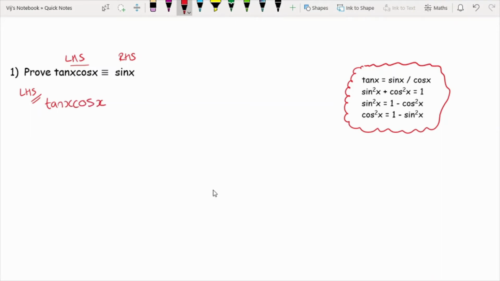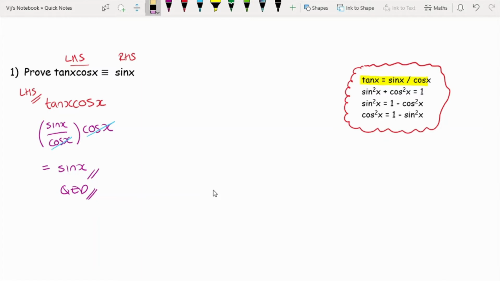Now as you can see, there's no powers involved in this, so really the only trig identity I can use is going to be the top one: tan x is equal to sin x over cos x. So if I replace the tan x with sin x over cos x, and then I've still got the cos x, lo and behold, I can discover that the cos x cancel each other out, in which case all I'm left with is sin x. Then I can just finish it off with QED, and there is my final answer.